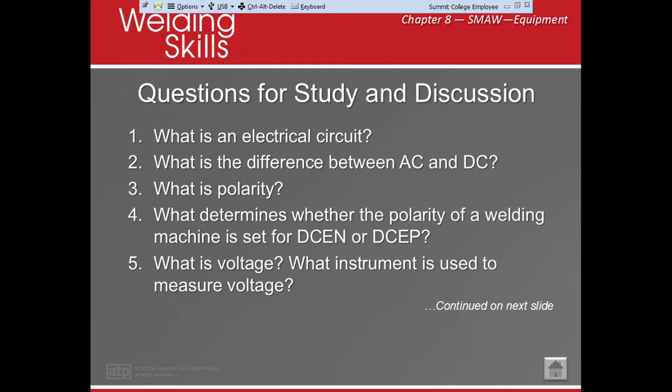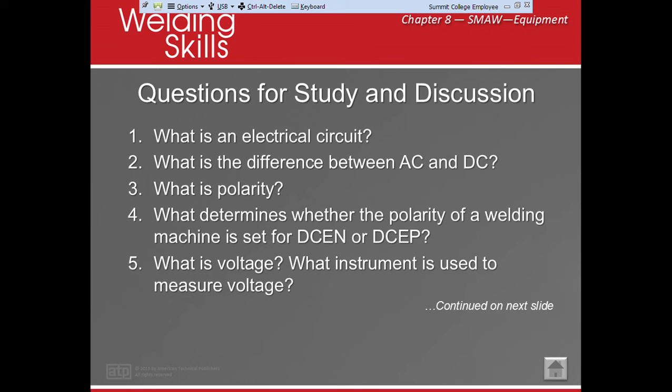All right, what is an electrical circuit? An electrical circuit is a path taken by electrical current flowing from one terminal to the other through a conductor. Okay. What is the difference between AC and DC? DC only flows in one direction. There's no change in current flow. AC has alternating current of positive and negative, and they change directions.